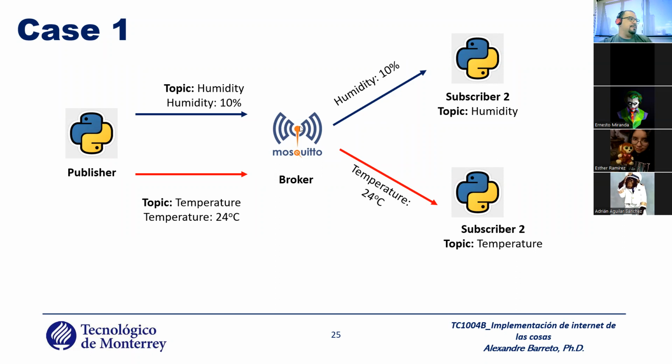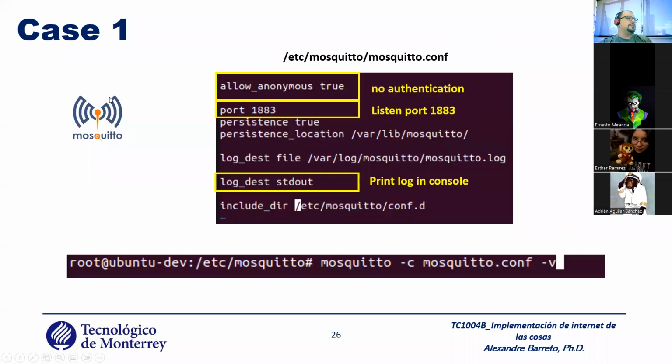Again, it's the base scenario. You have the broker, and a publisher that publishes the first topic, humidity, and the second topic, temperature, and you have two different subscribers. Subscriber two only subscribes to the humidity topic, and subscriber three subscribes to the temperature. What do you need to change? In Mosquitto, you don't need to change anything.